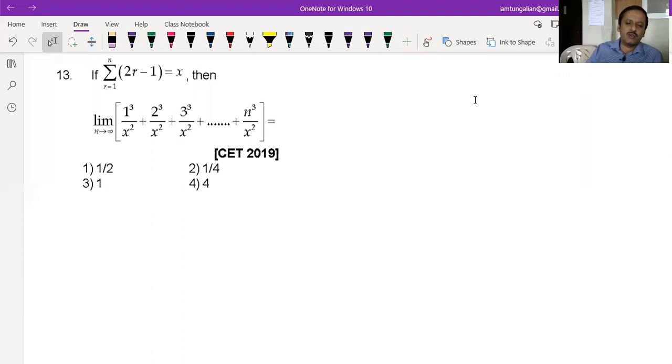First we shall find out what is x. Summation r from 1 to n of 2r minus 1. You go on putting values for r. Put r is equal to 1: 2 minus 1, that is 1. Plus, put r is equal to 2: 4 minus 1, 3. Put r is equal to 3: then 5, 7, 9, etc. Put r is equal to n: then 2n minus 1. That is equal to x.